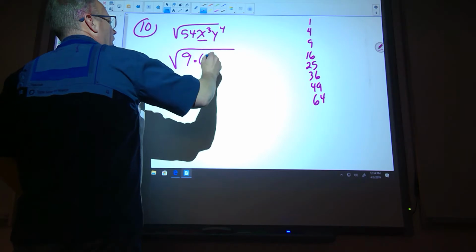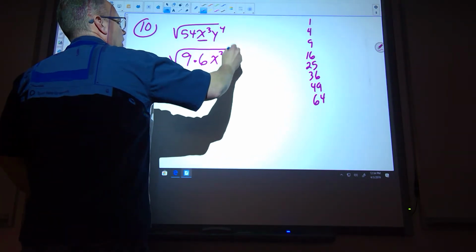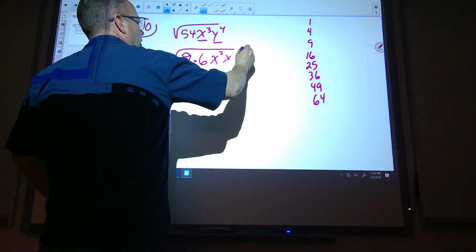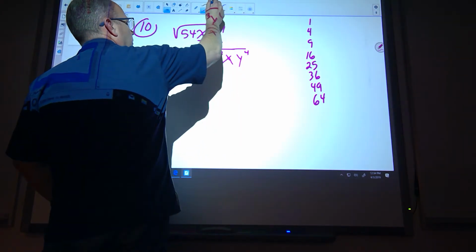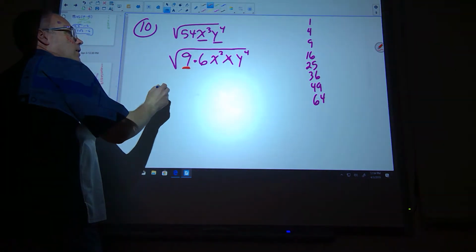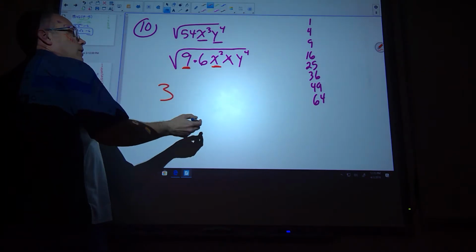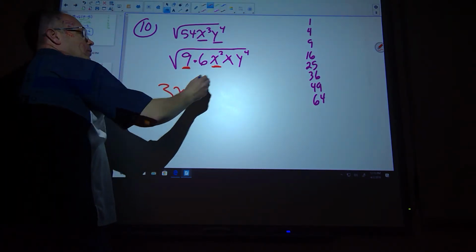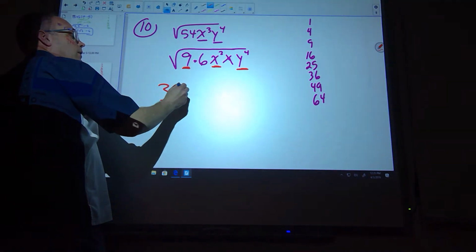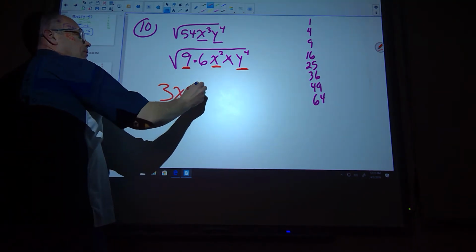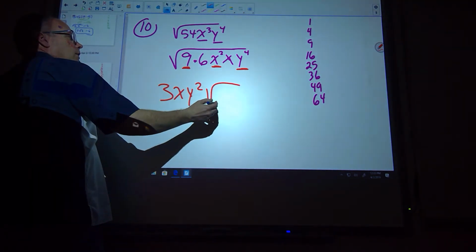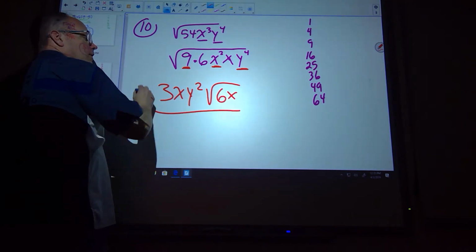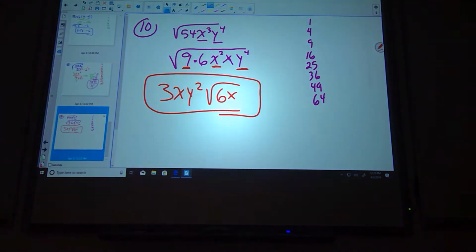I'm going to break this up to x squared x, and I can leave that as just y to the 4th. Okay, so what's the square root of this? 3. Square root of this? X. Square root of this? Y to the second. Awesome. What do I have left inside? 6 and X. Done.